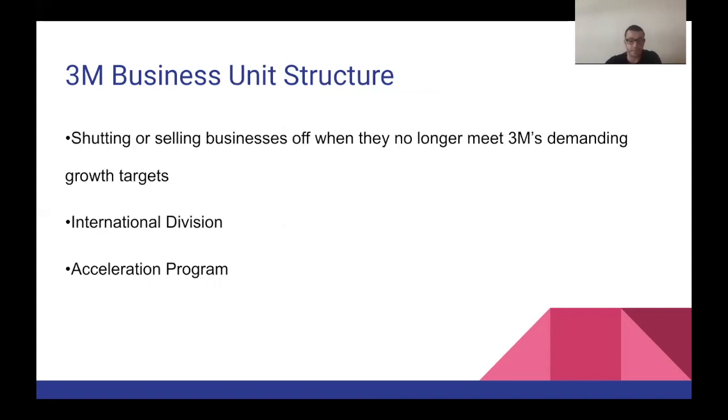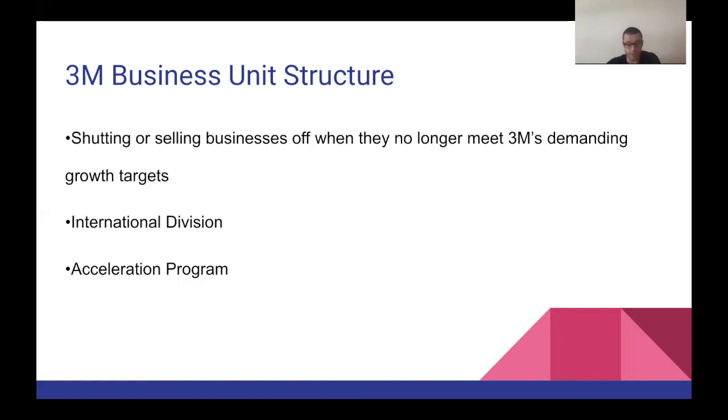In terms of the unit structure of 3M, it has a global structure that is either defined by products or markets. They have a tradition of shutting or selling off businesses when they no longer meet 3M's demanding growth targets. The international division consists of an effort that is focused on the international markets, demand, and customer needs.